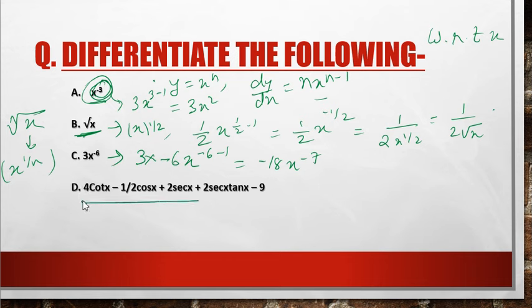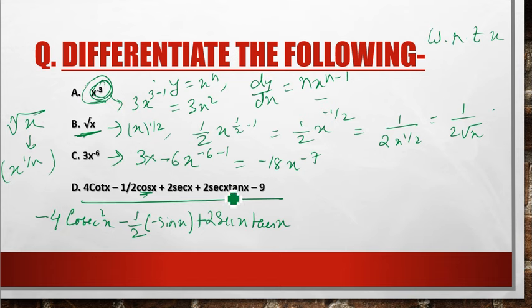Now the next question says 4 cot x minus half cos x plus 2 sec x plus 2 sec x tan x. Okay, so let's see. For 4 cot x, the differentiation was minus cosec square x. So minus 4 cosec square x minus half. What is it for cos x? Cos x it is minus sin x. So directly we write minus sin x. Now for sec x it is what? 2 sec x tan x.